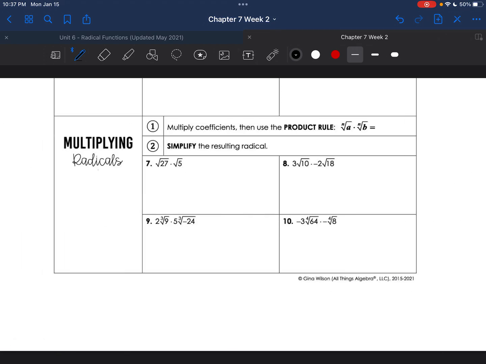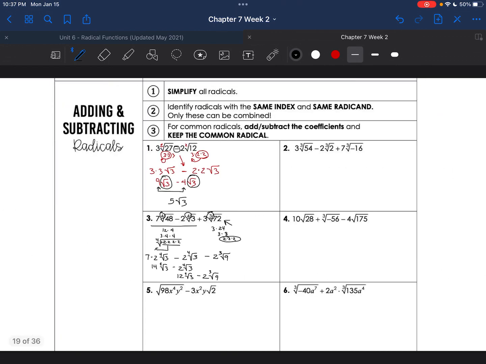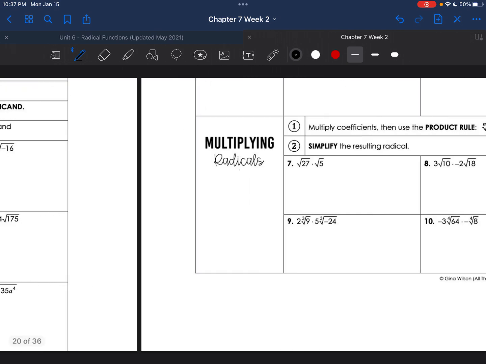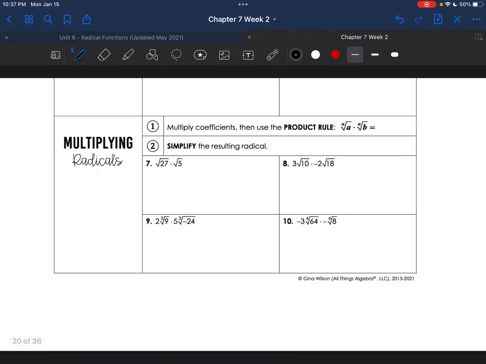Let's stay on this one. Right underneath, we've got multiplication here, and it says to use the product rule. One of the things that we know about multiplication is that it doesn't matter if the inside is the same. Just like when we were looking over here, and we needed to both have the same index and the same radicand, meaning that same base number underneath, when we are looking at multiplication, that rule doesn't apply.